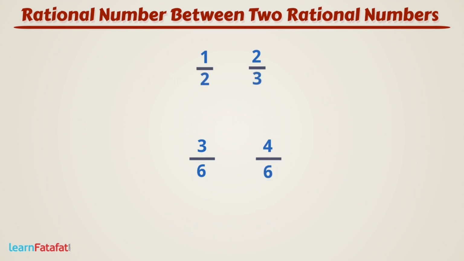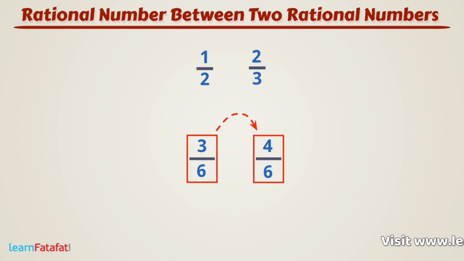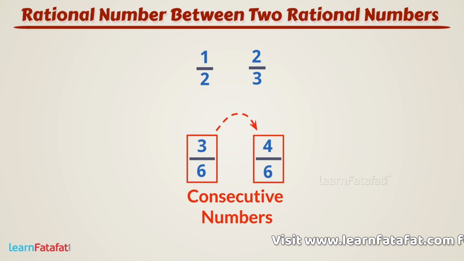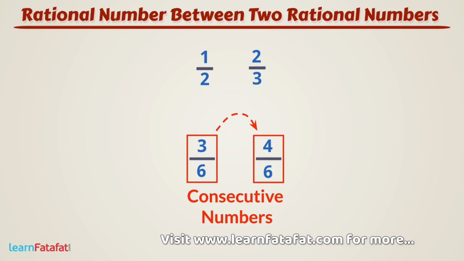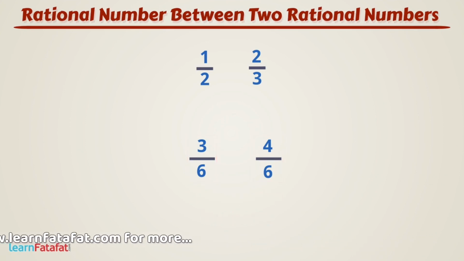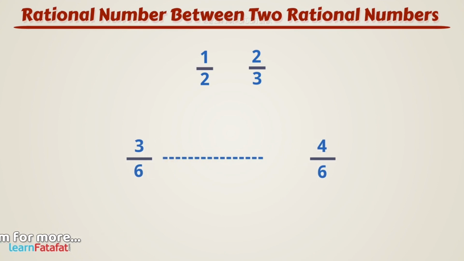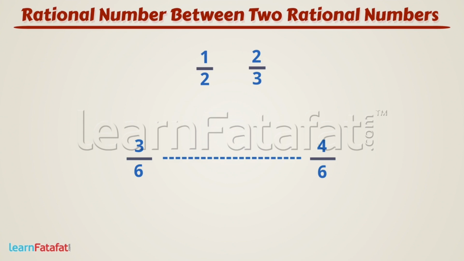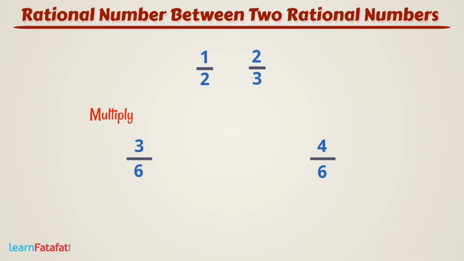Now it appears that these rational numbers come one after other. That is, these are consecutive. So one may wrongly think that there is no rational number between them. However, in fact, there exist infinitely many rational numbers between any two rational numbers. To find that, we can multiply numerator and denominator of these numbers by same number.